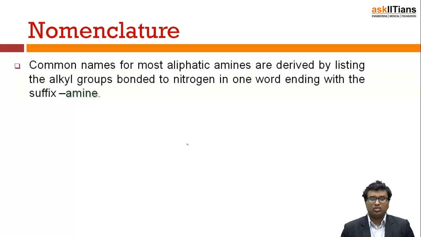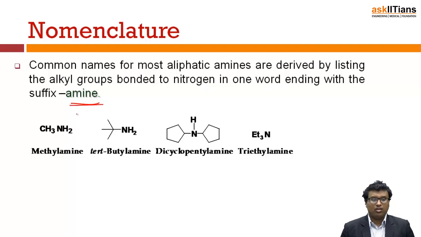Let's discuss further. The common names of most aliphatic amines are derived by listing the alkyl groups bonded to nitrogen in one word ending with the suffix amine. So you have methylamine, tertiary butylamine, dicyclopentylamine and triethylamine. If you don't have any substituent, obviously this will be the primary group, because now you don't have alcohols, right? If you don't have alcohol, or any other functional groups like carboxylic acid, obviously the name of your amine will end with amine itself, because it is now considered the primary group.